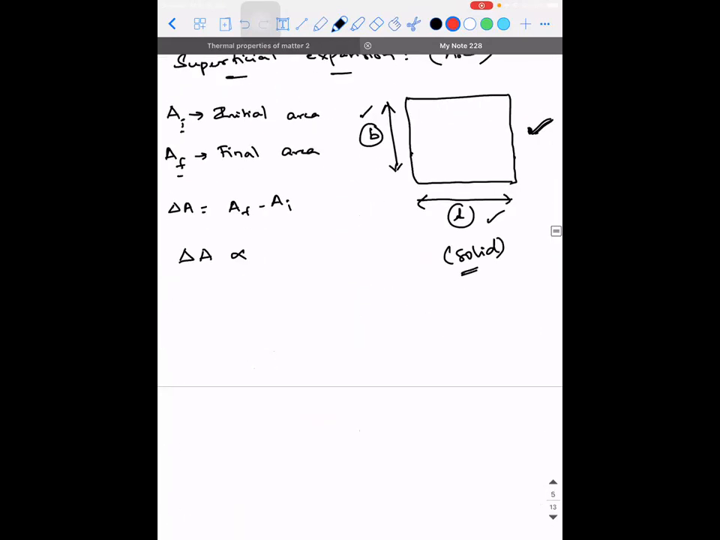Here, the change in area will be directly proportional to, see, there the change in length was proportional to original length. Change in length, original length. Here, change in area will be proportional to what? Original area. That is AI. Here AI is L into B. Say L into B is one of the examples, but they will not give you L and B. Rather, they will speak about the area of this material. So if I take the area of this material as A, I hope you're able to understand, guys.